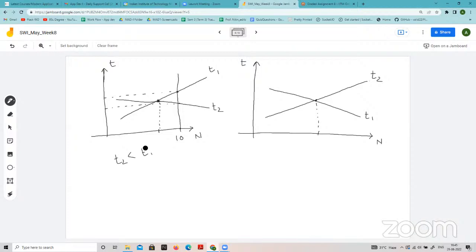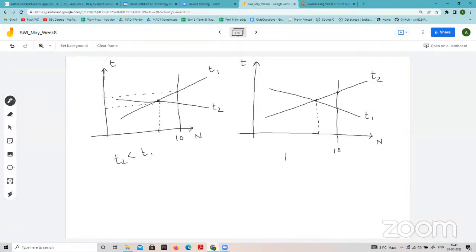What if the case is this? Same thing, let me remove that to remove the confusion. What if the case is this 10? That is here.